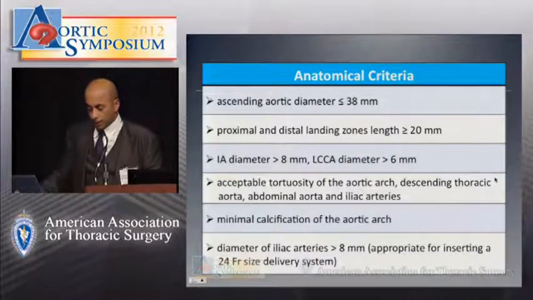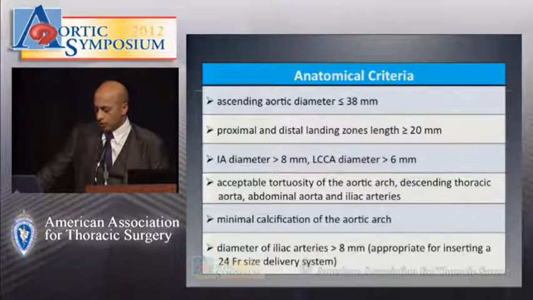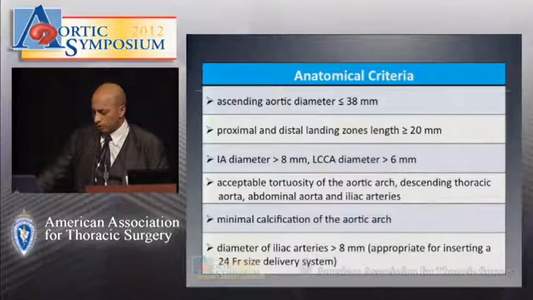So what are the anatomical criteria that we use? I echo Joe's sentiment about the ascending aorta. You really can't put these into any aortas that are bigger than 38 millimeters in the ascending aorta. We like for the target arteries to have a 20 millimeter landing zone preferentially.